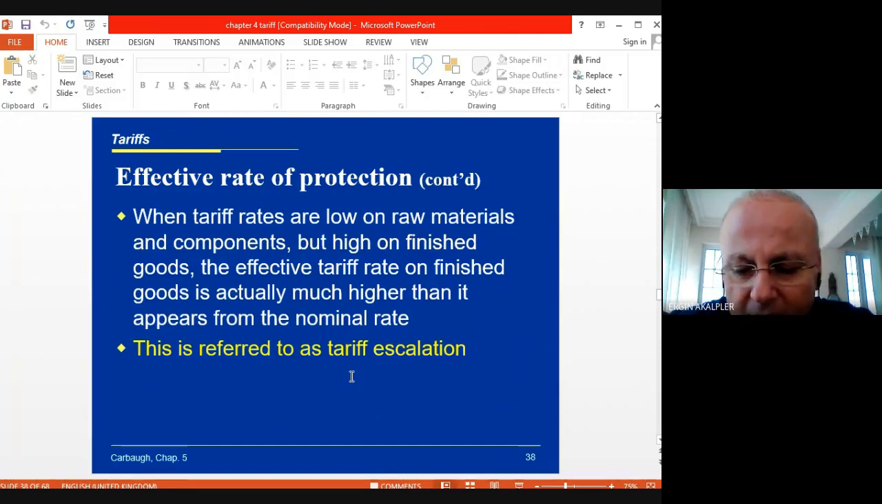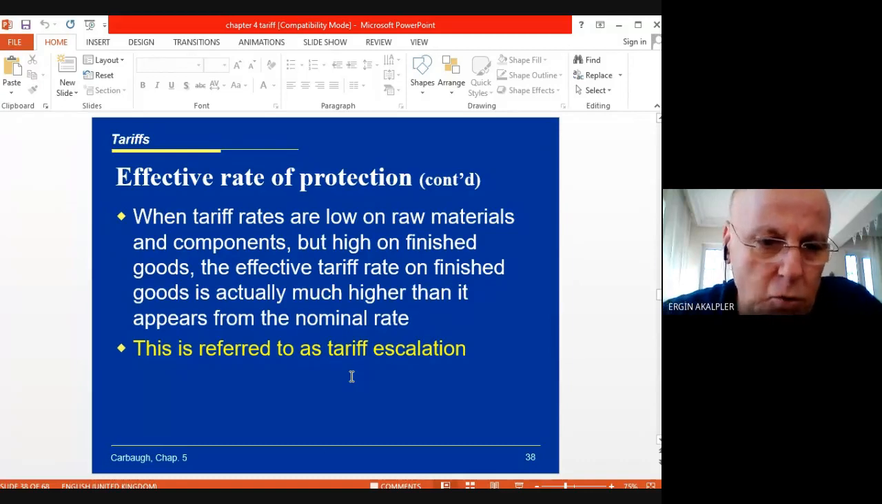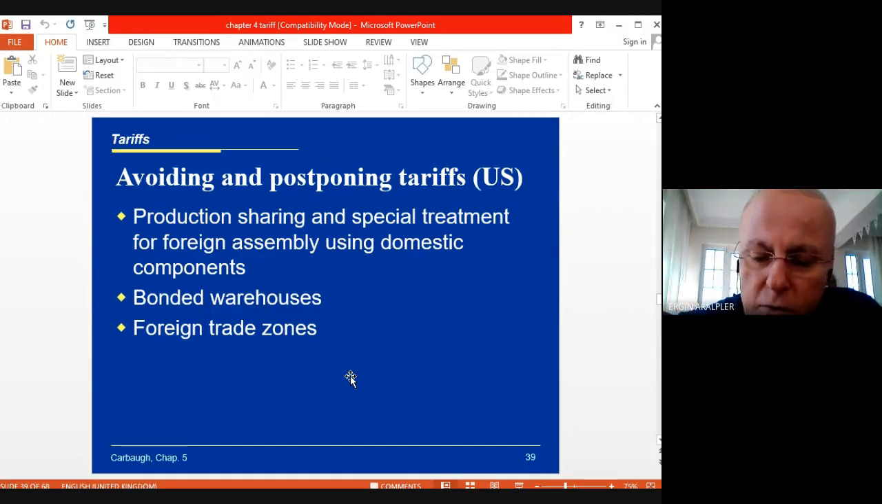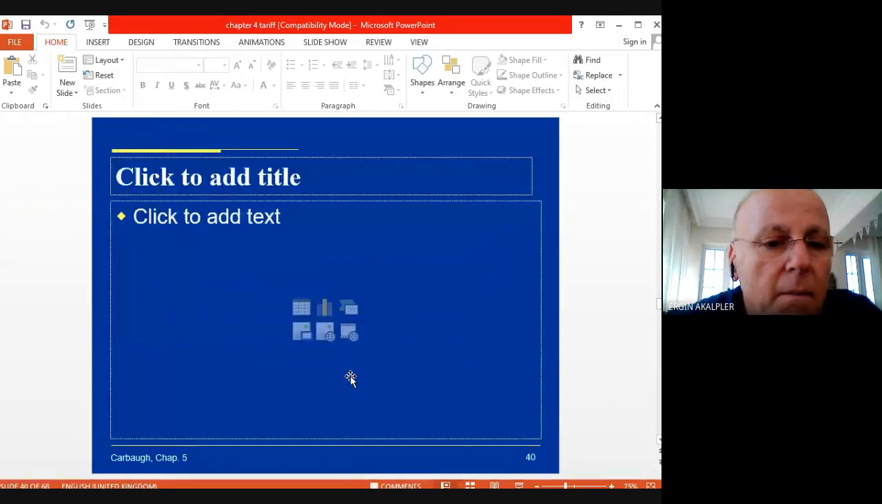And this is the reason, as I mentioned to you, that most of the developing countries are subjected to raw material exportation, and the developed world enjoys this import into their country because it is not a problem for their market structure. Avoiding and postponing tariffs, production sharing, and special treatment for foreign assembly using domestic components, bonded warehouses and foreign trade zones are also illustrated.